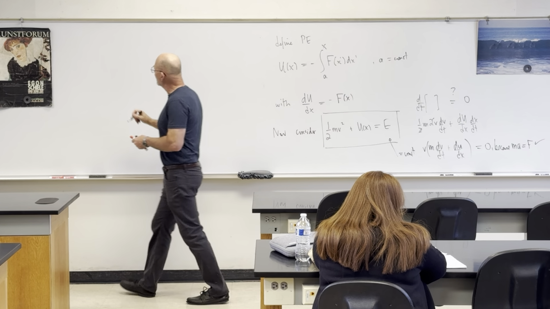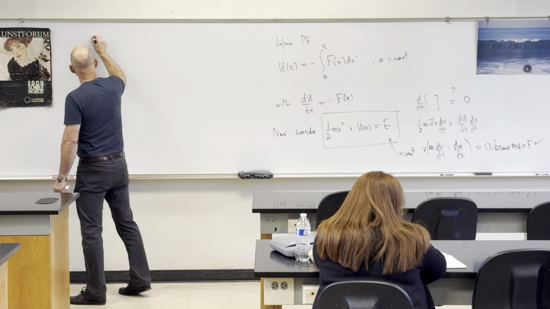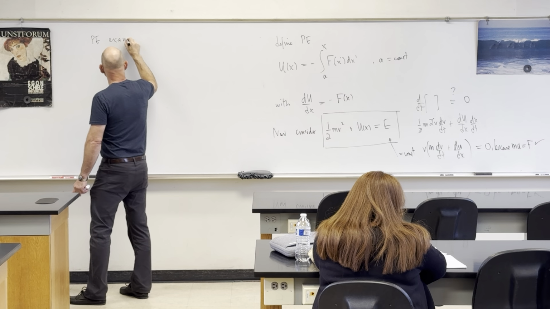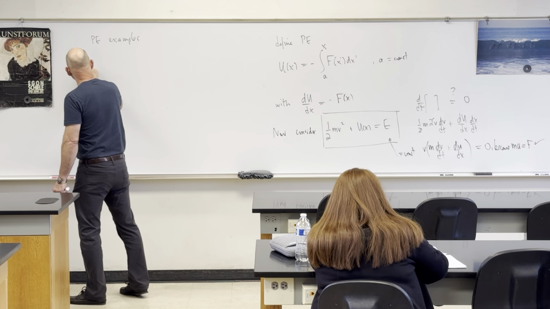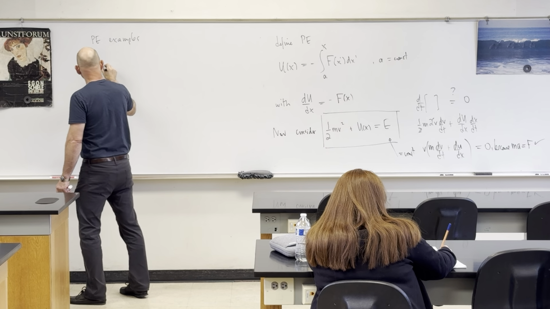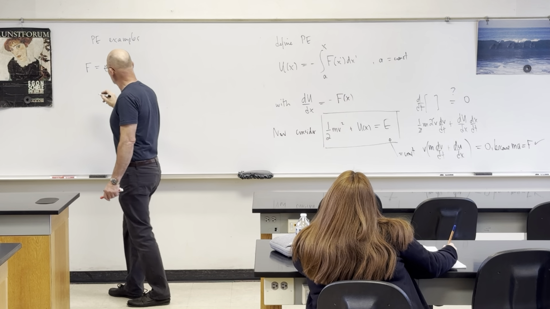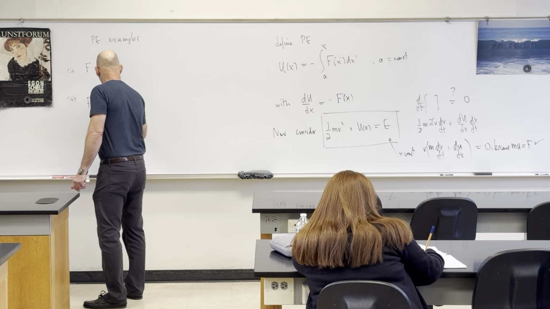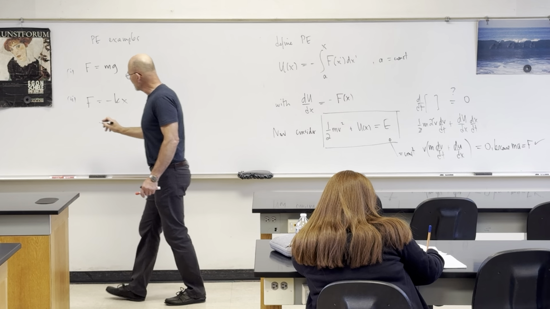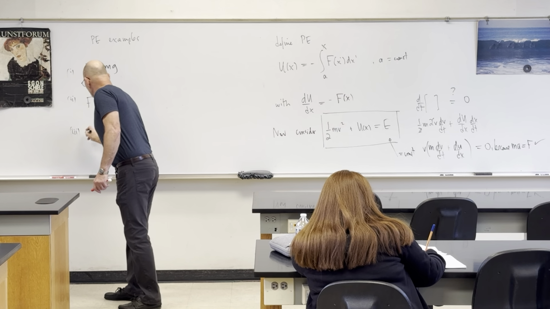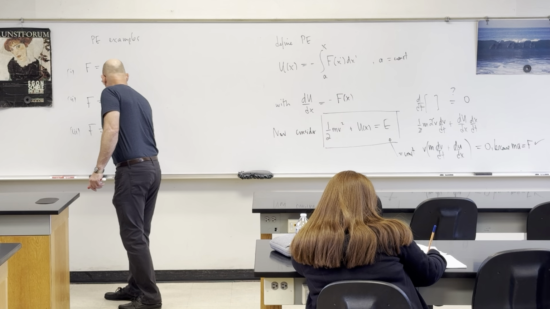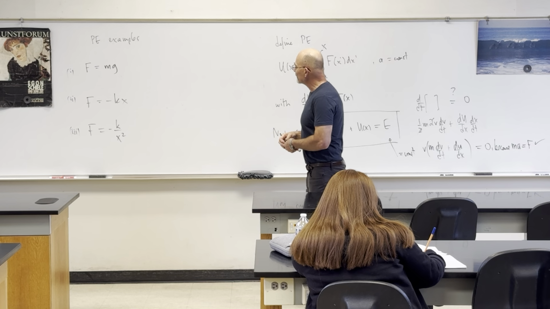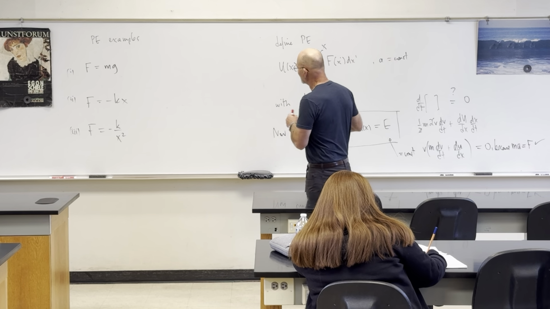In particular, potential energy examples. So we had F equals mg for the first one, for the second one we had F equals minus kx, and for the third one, we had F equals minus k divided by x squared. So what do we get for the potential energies? And then we'll look at the conservation of energy.